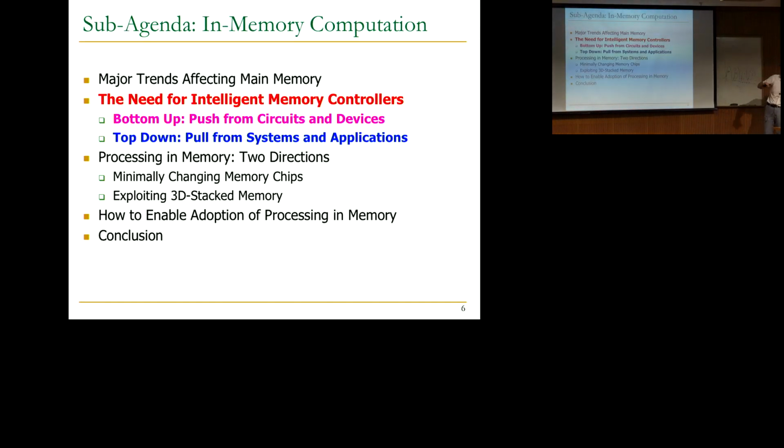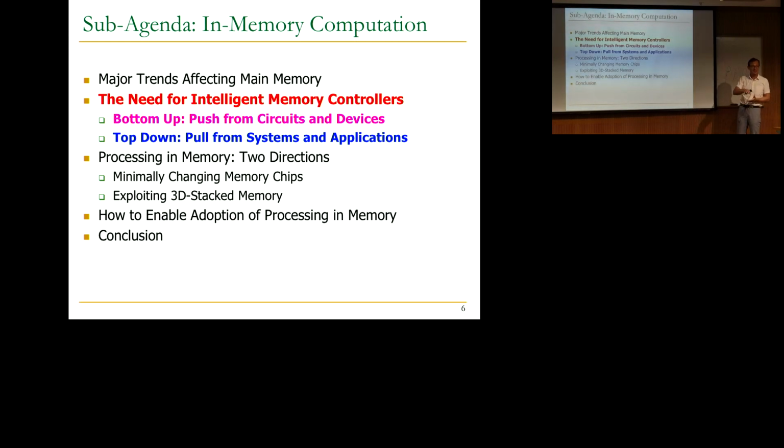So I actually have a much longer lecture on in-memory computation. I usually motivate it from two perspectives. One perspective is the need for intelligent memory controllers. One perspective you already covered. Today we're sandwiched between two kinds of trends that are pushing us to have intelligent memory controllers. One is a bottom-up trend. There's a huge push from circuits and devices that require these intelligent controllers to solve the problems associated with the devices or the technology. Like if you have hybrid memories, it's good to have an intelligent controller. And those are trends coming from the technology layer, the circuit layer, pushing us to have more intelligence in the memory controller.